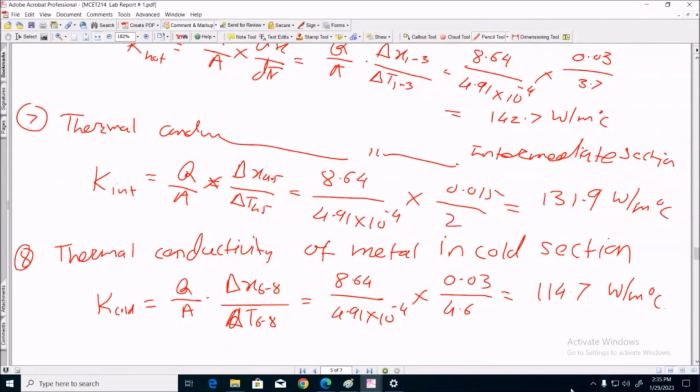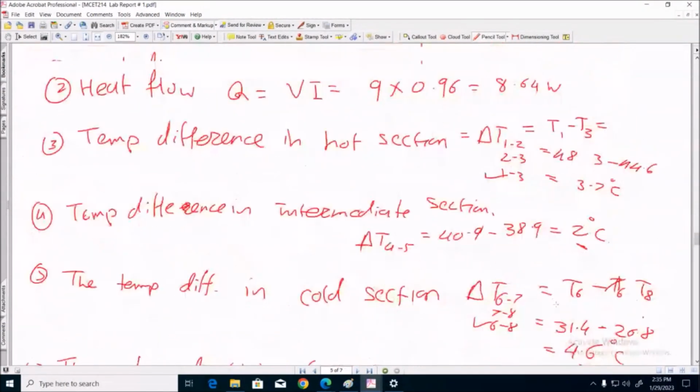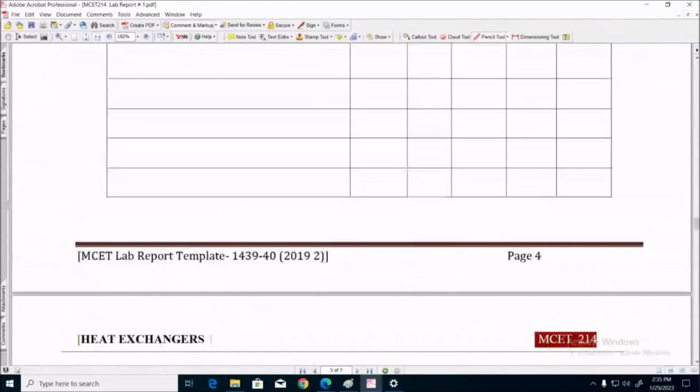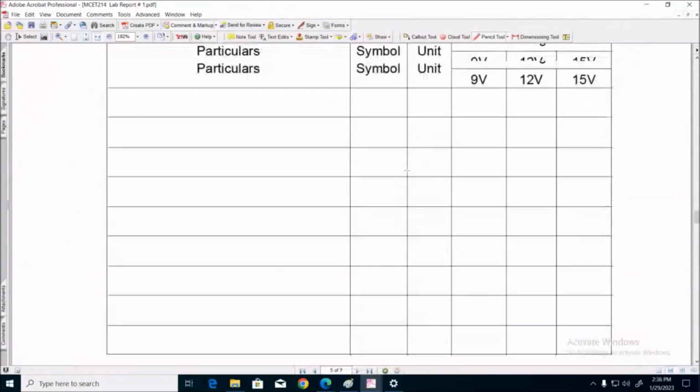So this is the thermal conductivity, and now see, as per observation, we wrote 128. So this answer is in the range. Then we can say Fourier's law is verified. See, these 3 answers are the same. So now I will come to the calculation table and fill in the data here.